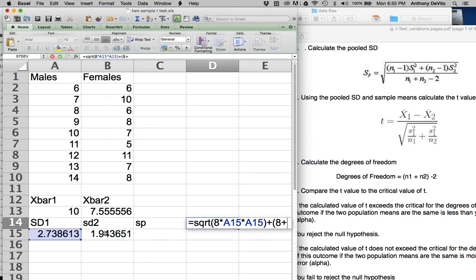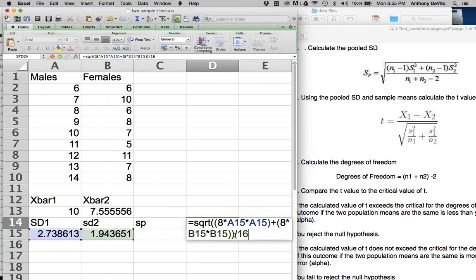Oops. Asterisk, 1.9 times 1.9. I'm going to close these parentheses. I got the top. I'm going to put all that over, well, first I'm going to put it in another set of brackets, so it adds those two parts together before it does the division. And then I'm going to divide by n1 plus n2 minus 2, which is 9 plus 9 is 18, minus 2 is 16.